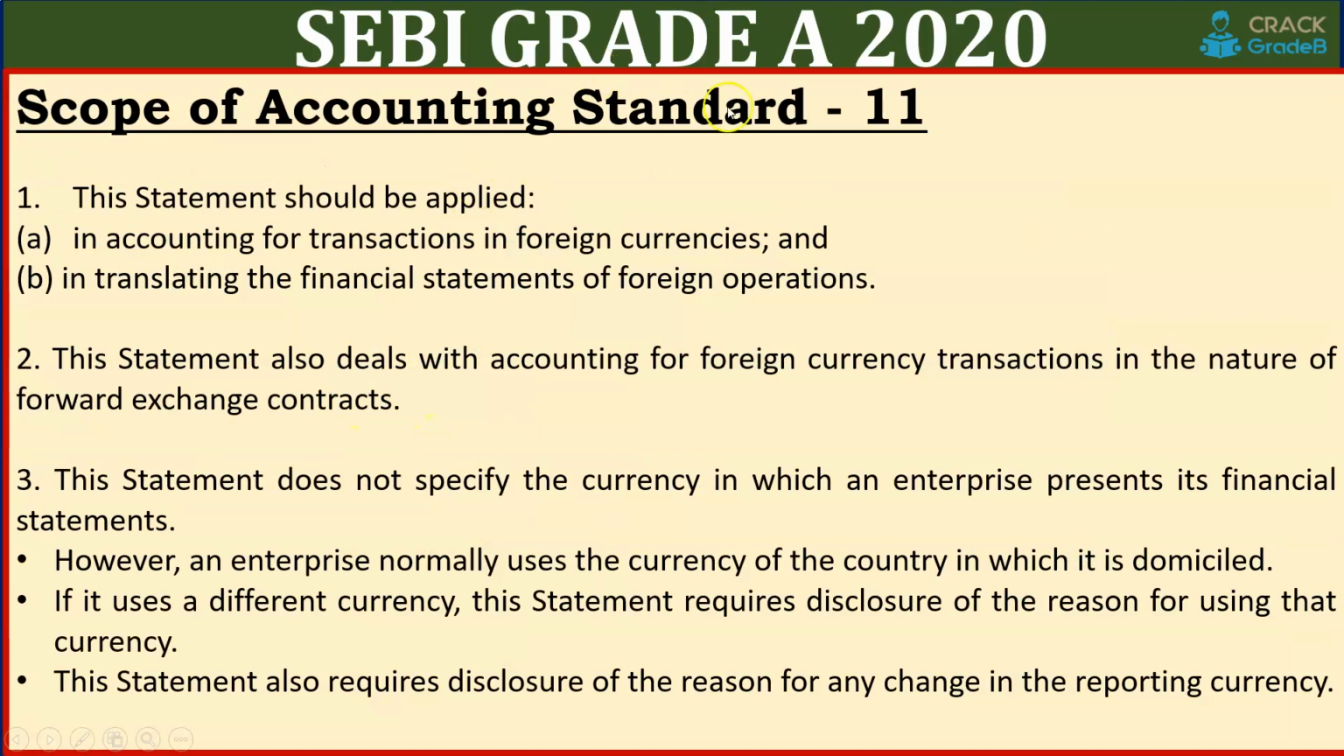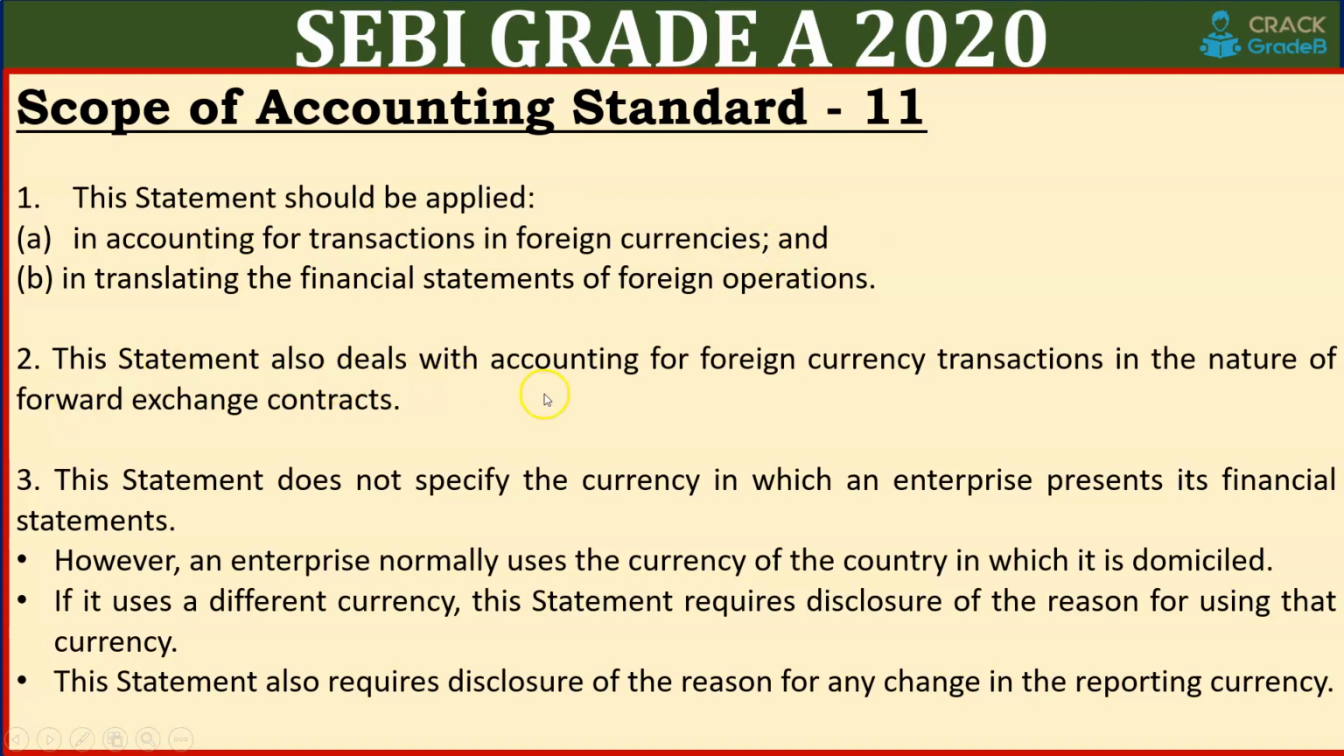Then we have the scope of Accounting Standard 11. Now this statement should be applied in accounting for transactions in foreign currencies and in translating the financial statements of foreign operations. So what it means is, in accounting for transactions of foreign currencies and for translating the foreign operations, this accounting standard will be applicable.